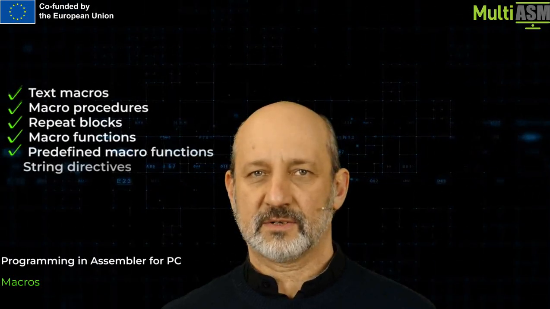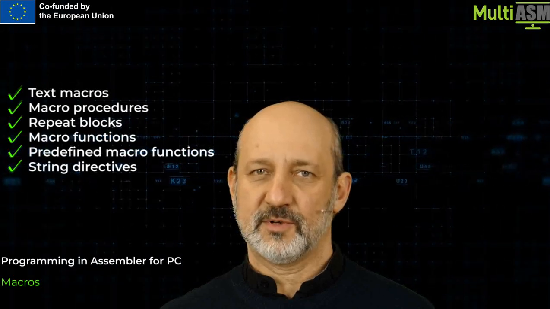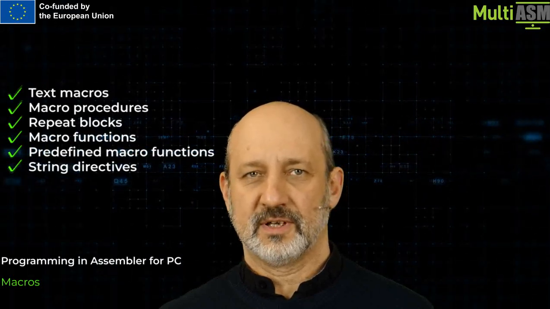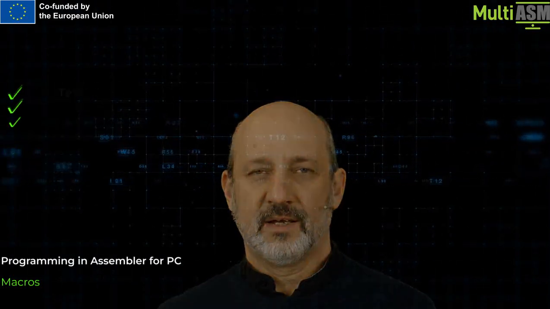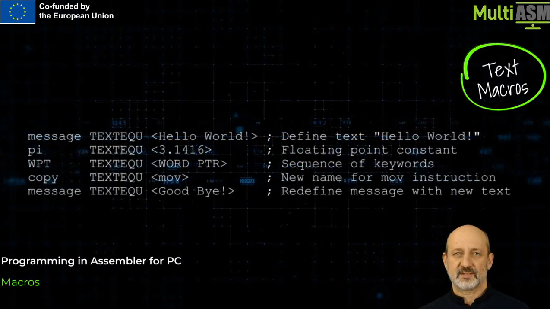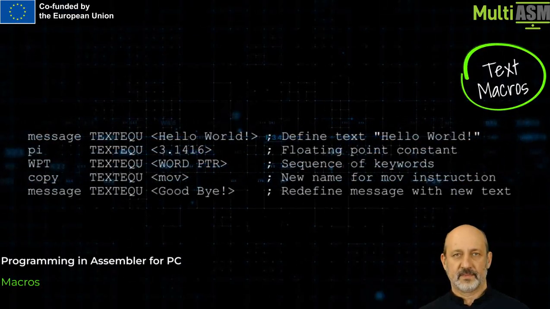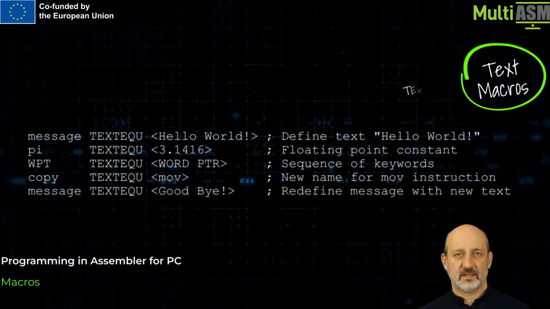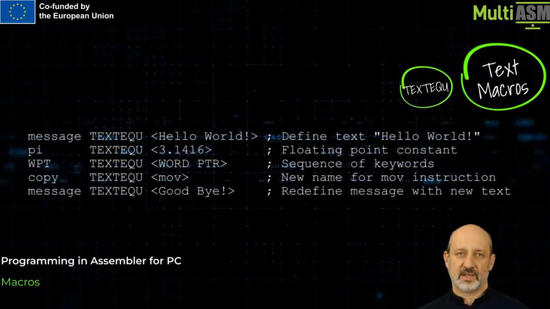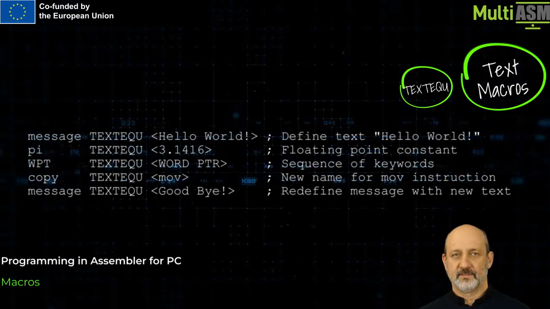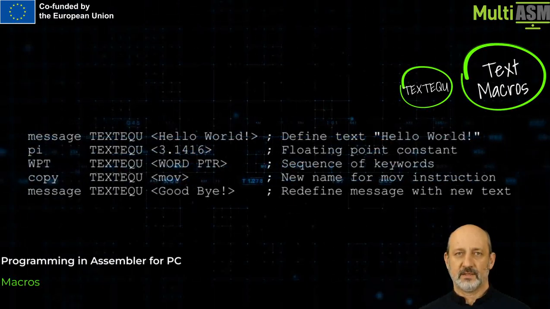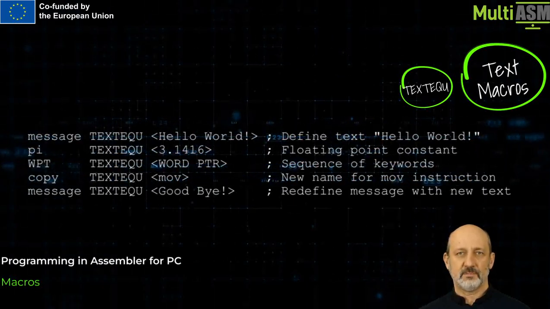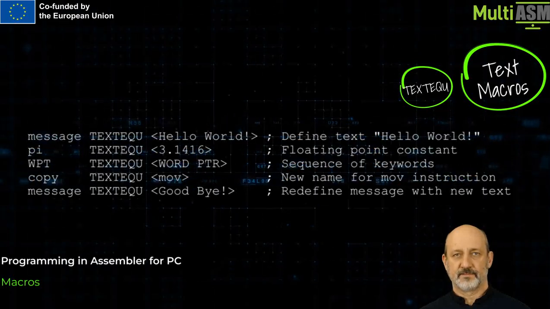There are few types of macros in MASM: text macros, macro procedures, repeat blocks, macro functions, predefined macro functions, and string directives. Text macros are a simple replacement of one text with another. They are defined with the directive text-eq, which creates a new symbolic name and assigns the text to it. The text assigned should be closed in angle brackets. It can be a previously defined macro or can be a text representation of an expression.